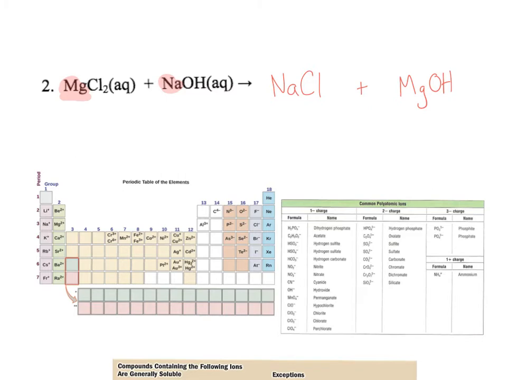Next thing I'm going to do is check the formulas. So first, let's start with NaCl. So here's Na, and here's Cl. What's the charge of Na and Cl? Na is +1, Cl is -1.